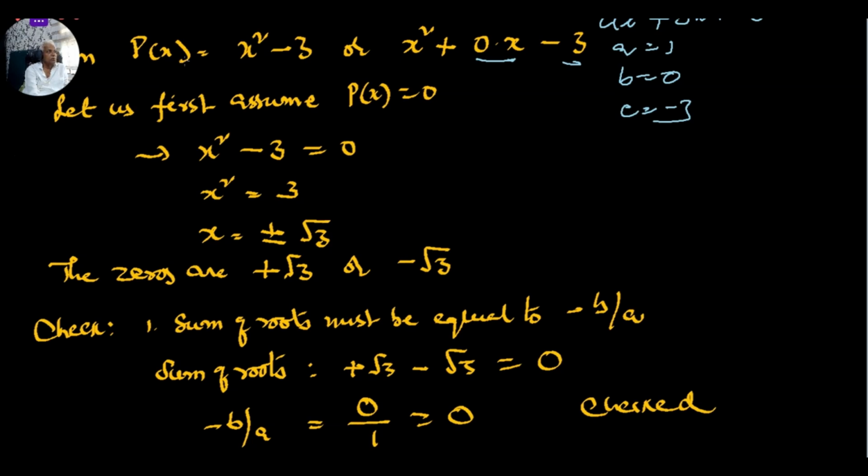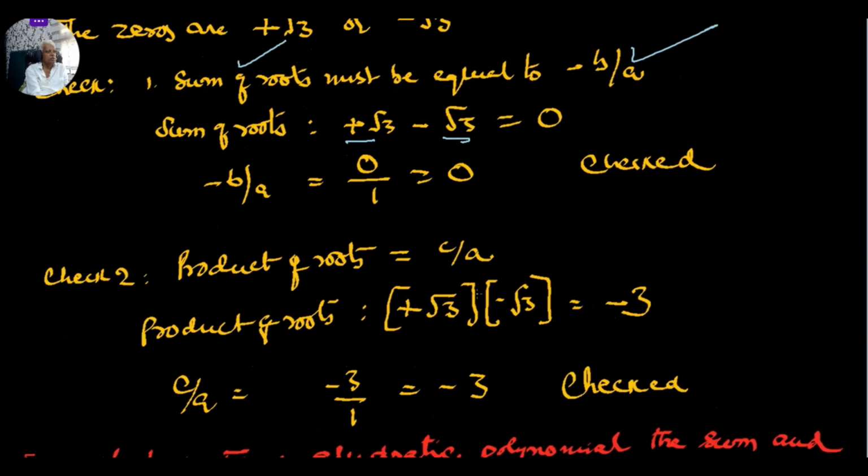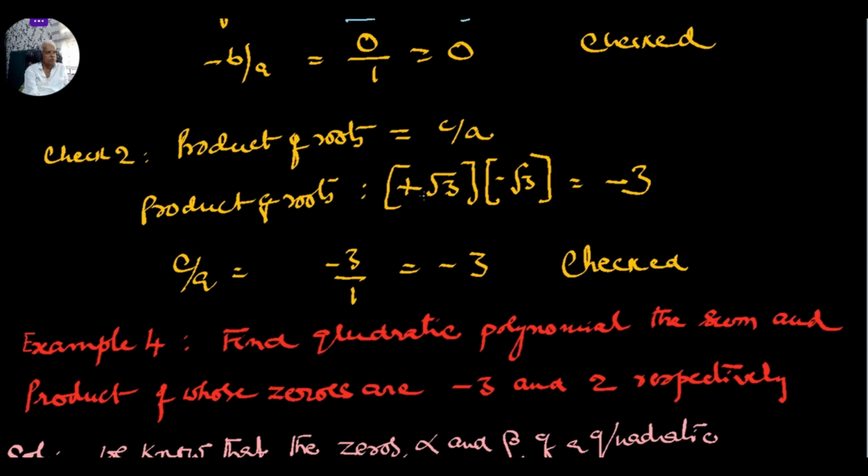So equate p(x) to 0. x square minus 3 is 0. That gives you x is plus root 3 or minus root 3. The sum of the roots is 0: root 3 plus minus root 3 is 0, and minus b by a is also 0. Product of the roots: plus root 3 times minus root 3 is minus 3. And c by a is also minus 3. Settled.